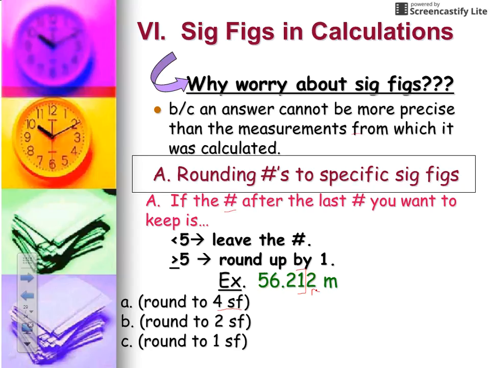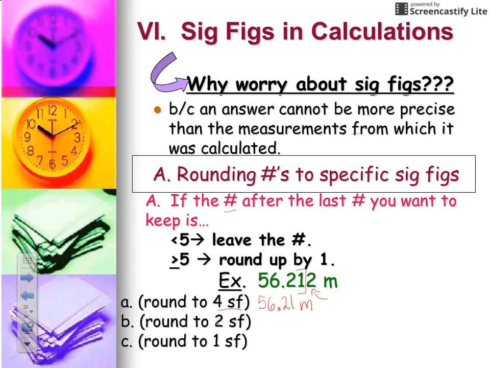So now you're going to look at the number following the last digit you want to keep. So the last digit we want to keep is a 1. So now you look at the next digit. It's a 2. The 2 is less than 5. So we're going to record our answer as 56.21 meters. And that would be 4 significant figures.